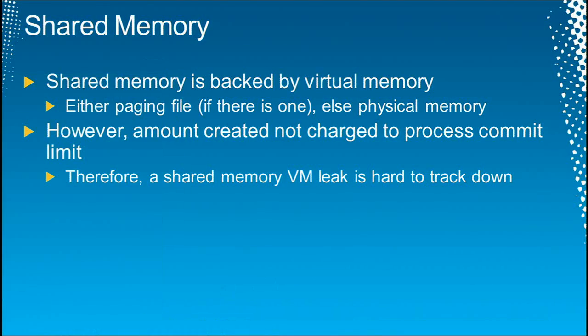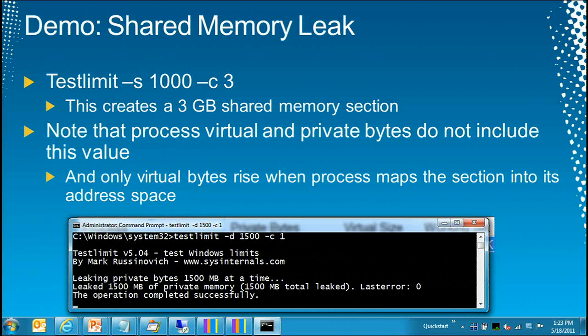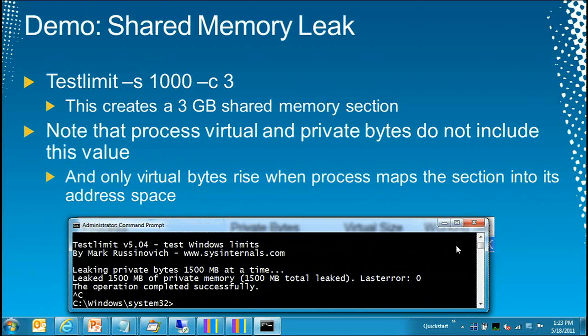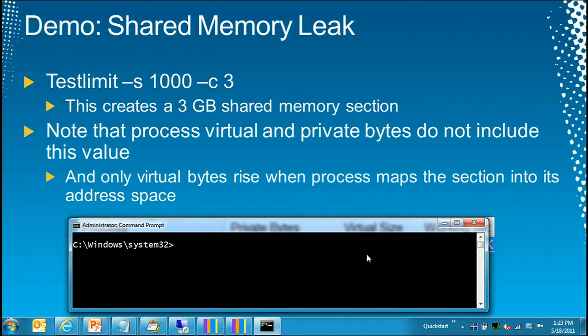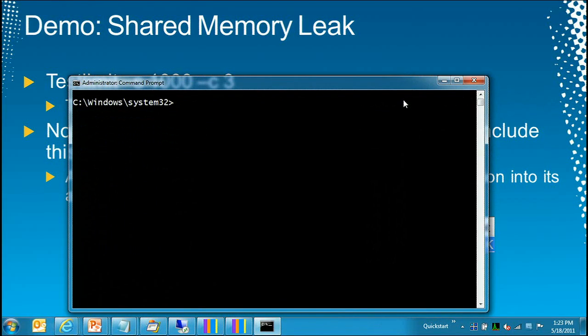Let me show you a demo of a shared memory leak. Shared memory, remember, if we allocate shared memory, it doesn't show up in private bytes because it's not private. It's shareable. Even though it's potentially not shared, and it really is effectively private, it's not going to show up. Further, what Windows does, when you create a shared memory section, you specify how big that section is, and then you map parts of that section into your address space.